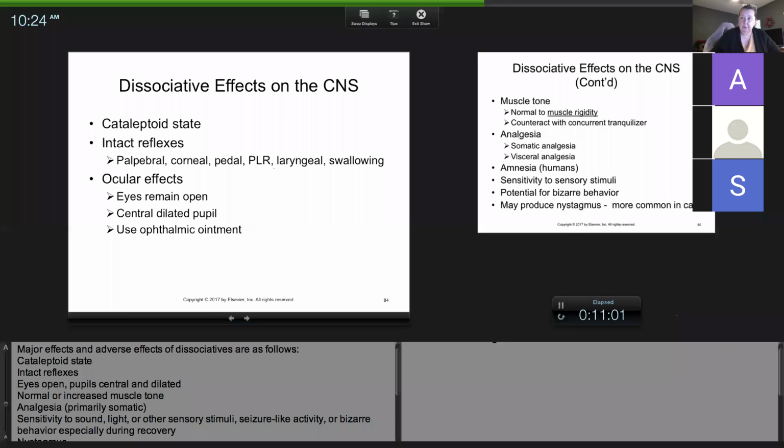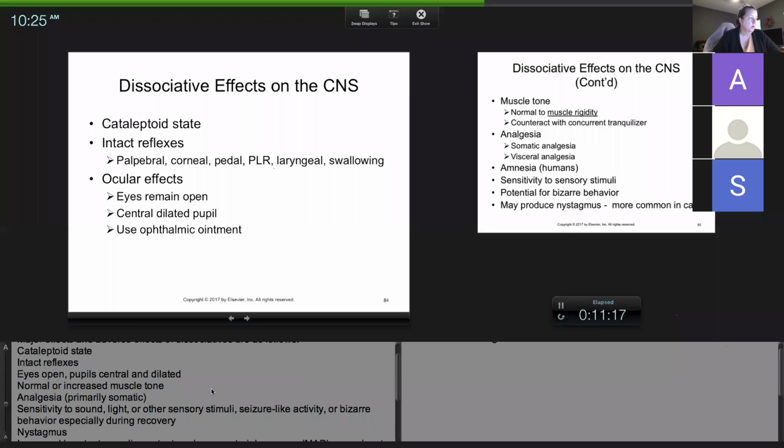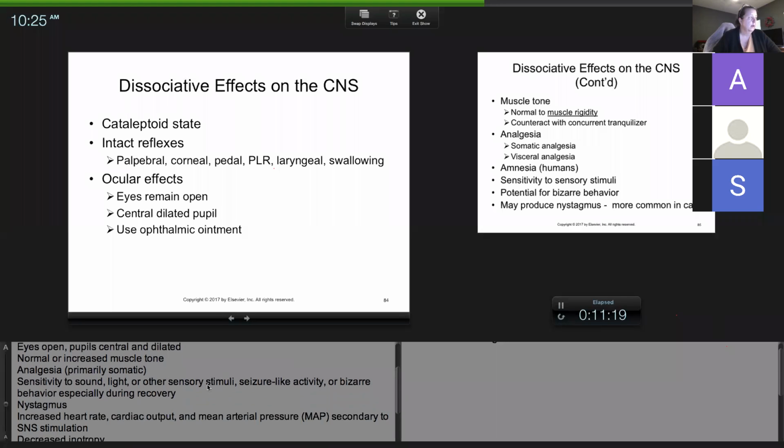And that is possible. Imagine if you couldn't blink your eyes. You cannot blink under anesthesia, and it's worse with ketamine. So you definitely have to use some type of artificial tears, make sure the eyes are lubricated. And it's not going to hurt to put some more in.